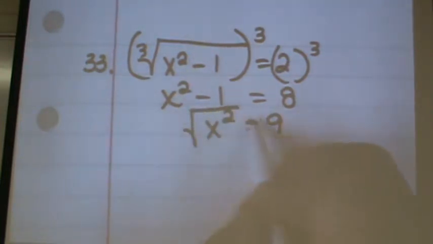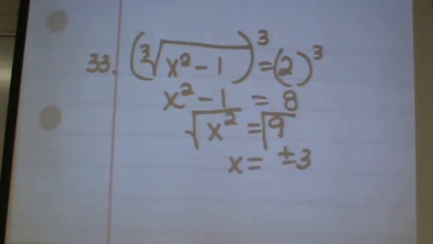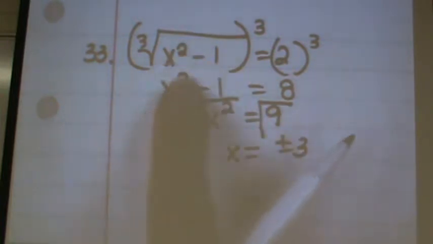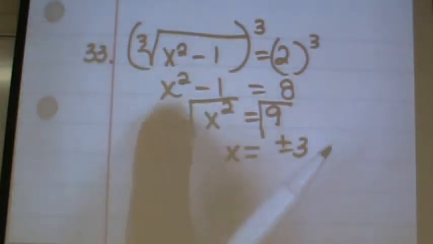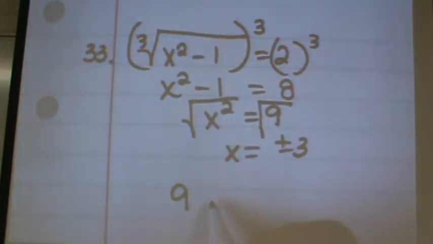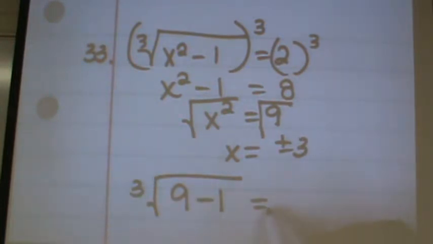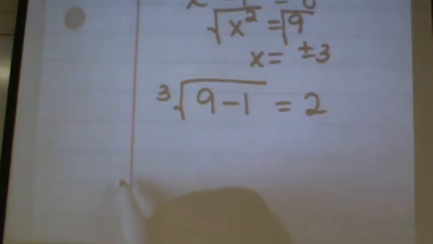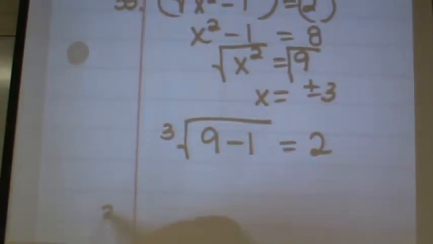and then square root both sides, like a take-the-square-root-of-both-sides problem. So you get, don't forget, plus or minus 3. And both answers should work, because when we square a negative number, you're going to get positive. Let's make sure. 3 squared is 9, and 9 minus 1 is 8. And is the cube root 2? It sure is. And same with negative 3, you get 9, the same answer. So that's good. We can skip 35, and we can do 37.